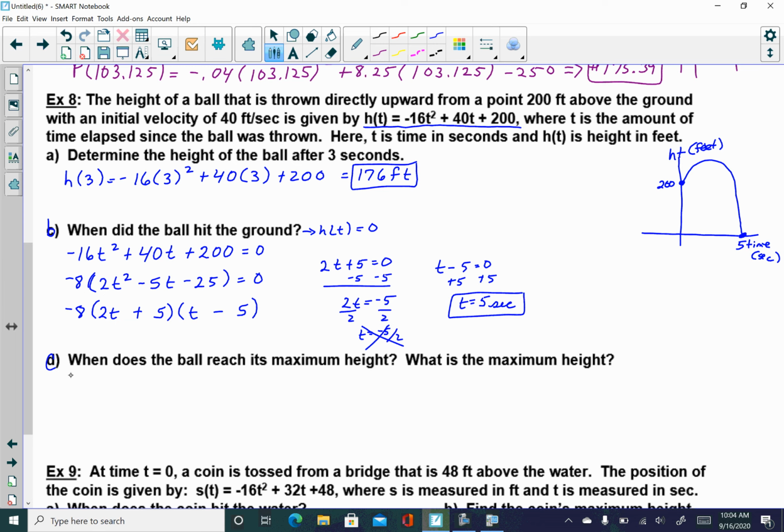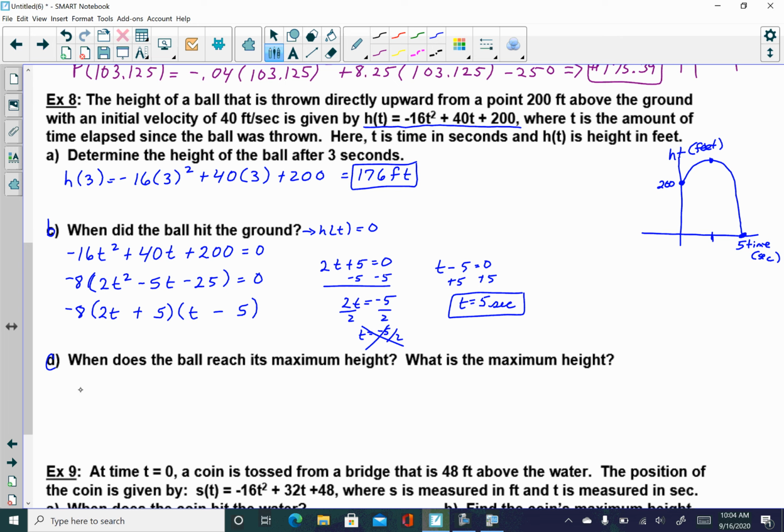And then lastly, in part C here, when does the ball reach its maximum height? So they're asking me for the time. They want the x value of the vertex, and then they want the maximum height, which is the y value of the vertex. So we're just finding our vertex here.